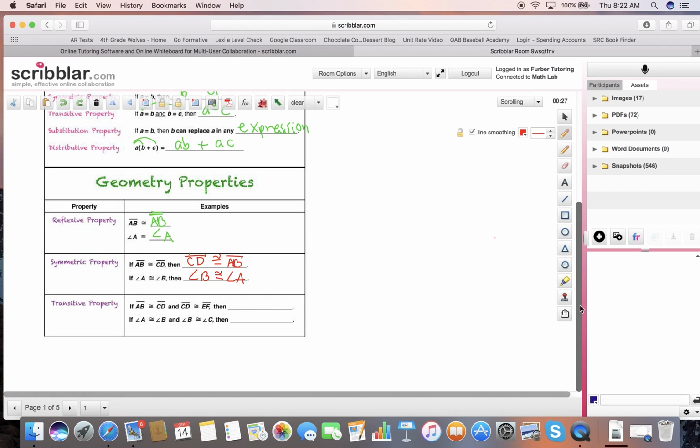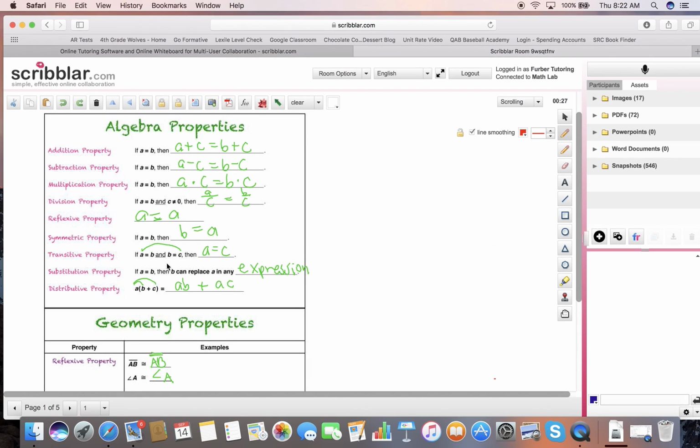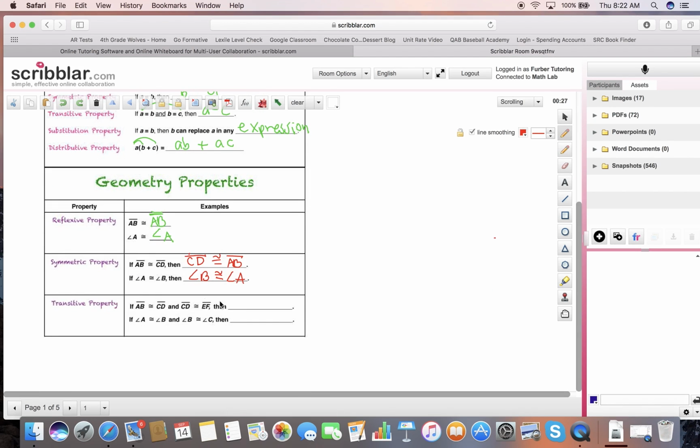And then the transitive property is the one where we have to make a transfer. If A equals B and B equals C, then A equals C. Same idea, but now we're going to do it with segments. If segment AB is congruent to segment CD, and segment CD is congruent to segment EF, then AB is congruent to EF. And then same thing with angles. If angle A is equal to angle B and angle B is equal to angle C, then angle A is congruent to angle C. And again, a lot of these properties are used when we start doing more complicated proofs in geometry, but these are some of the basic ones.